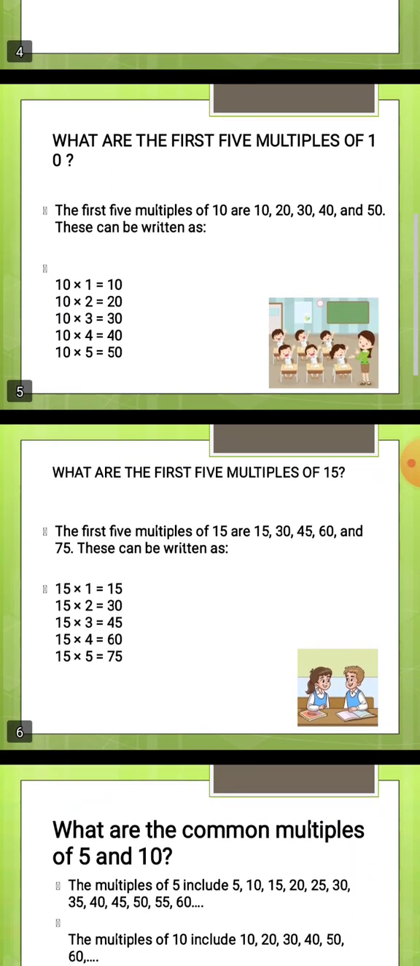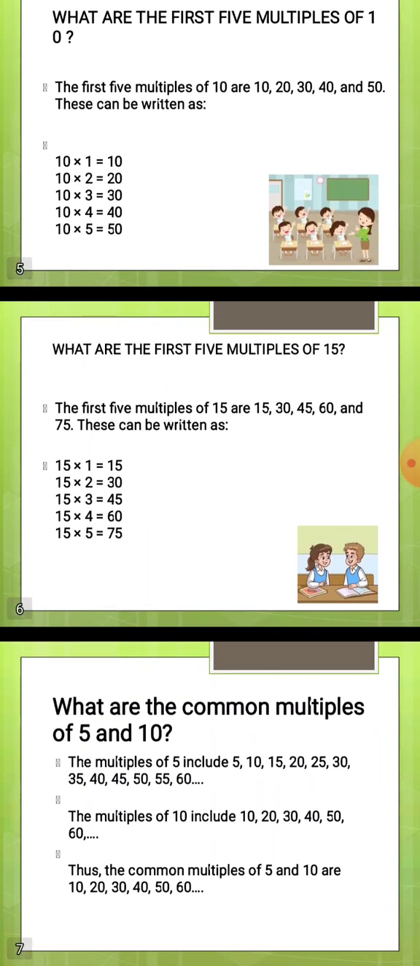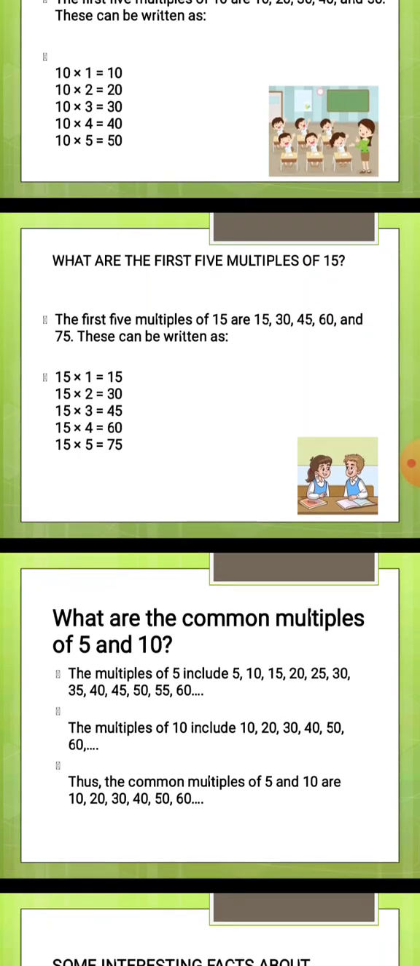Let's take one more example. What are the first 5 multiples of 10? So we have to find the first 5 multiples of 10. We'll start with the first natural number, that is 1. 10 multiplied by 1 is equal to 10. The second natural number is 2, so 10 multiplied by 2 is 20. 10 multiplied by 3 is equal to 30. 10 multiplied by 4 is equal to 40. And 10 multiplied by 5 is equal to 50. So here 10, 20, 30, 40 and 50 are the multiples of 10.